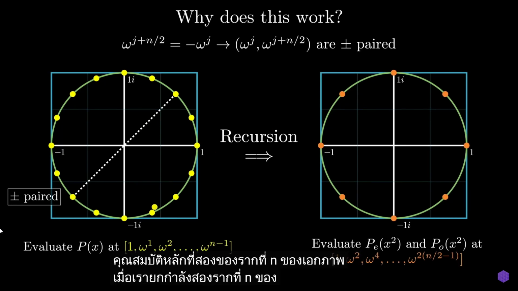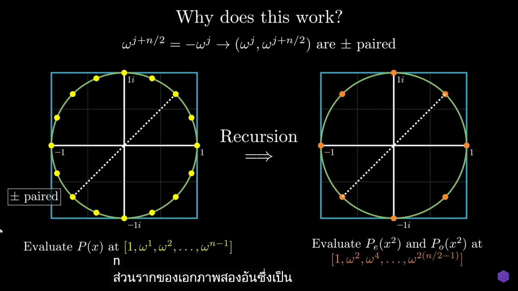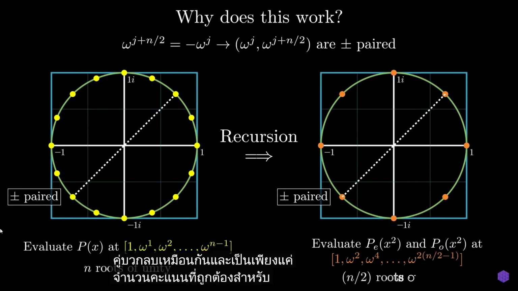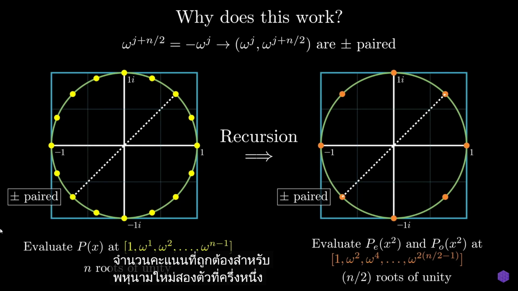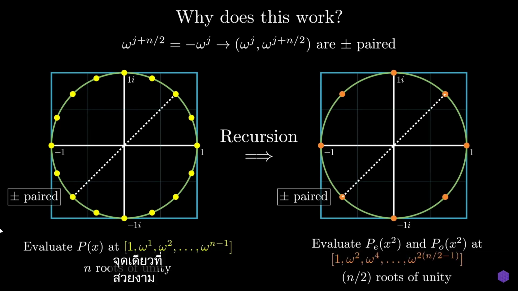When we square the nth roots of unity, we end up with the n over 2 roots of unity, which are also positive-negative paired and are just the right number of points for the two new polynomials of half the degree. This same pattern holds at every level of the recursion until we end up with just 1 point. How beautiful is that?